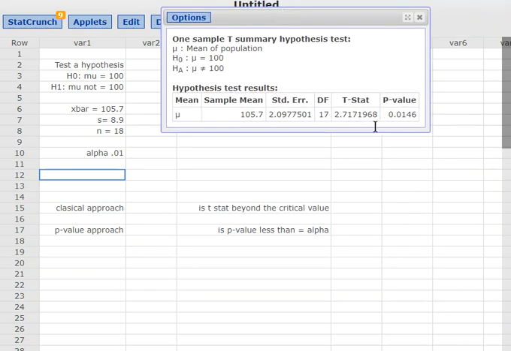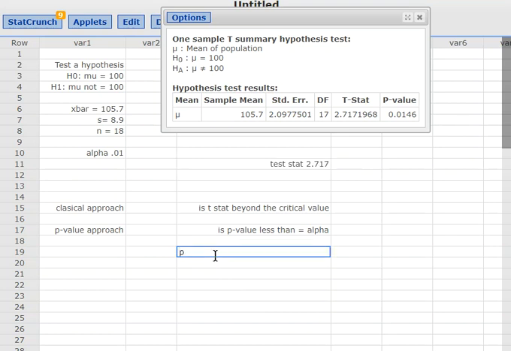So my test statistic is 2.717. I'll make a note of that: test statistic is 2.717. Okay, and the p-value, I'll make a note of that: the p-value is 0.0146.